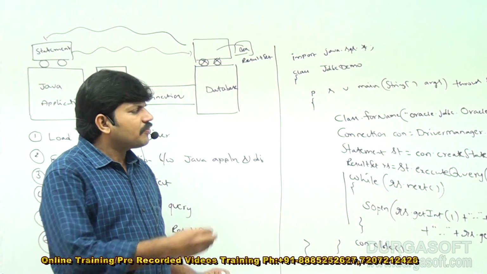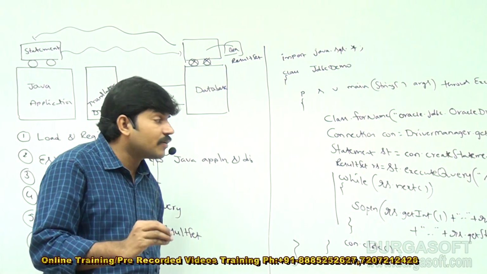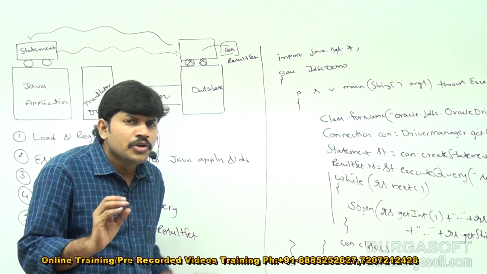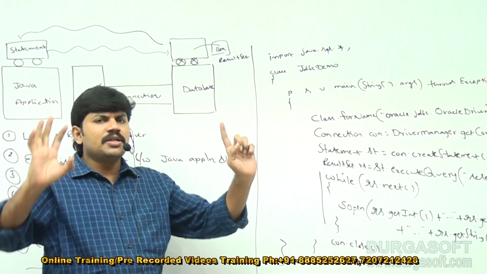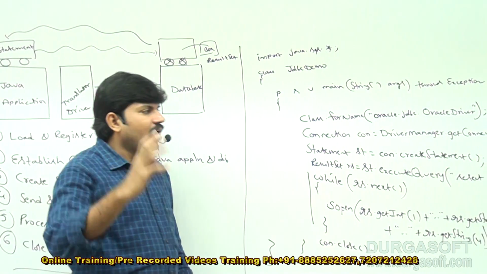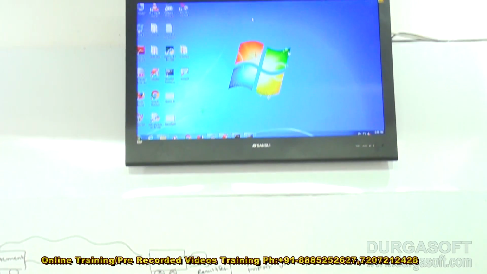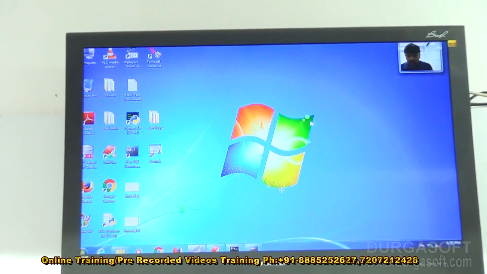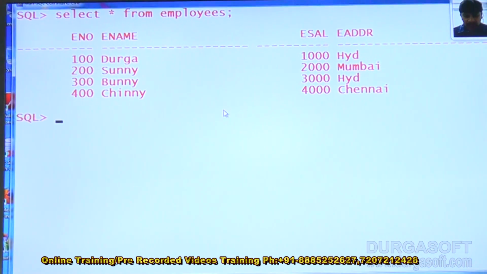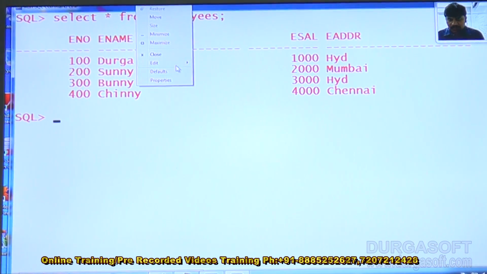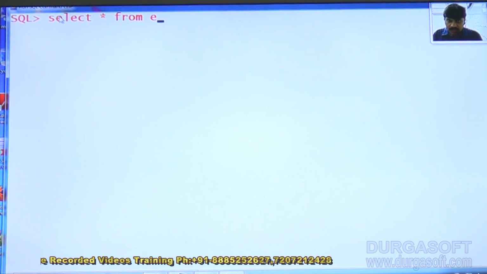Okay, sir, let me show this code and let me show the output also, so that you get a basic, complete picture about JDBC. Have a look once, sir, in my database. I have some database already there. In my Oracle database, I have an employees table. Just select star from employees.